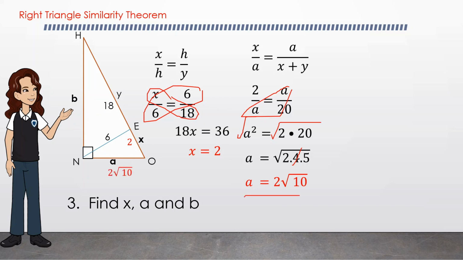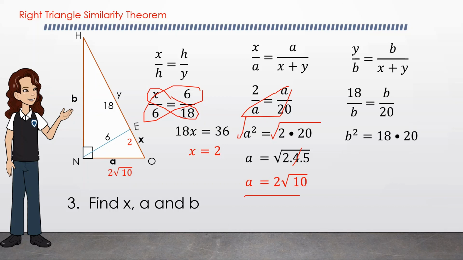Okay. And the other part, the other leg, is B. So, ang katapat ng B again is Y. So, Y over B is equal to B over X plus Y. So, the value of Y is 18 over B is equal to B over 20. So, 18 plus 2 is 20. And then, we are going to cross product. B squared is equal to 18 times 20.